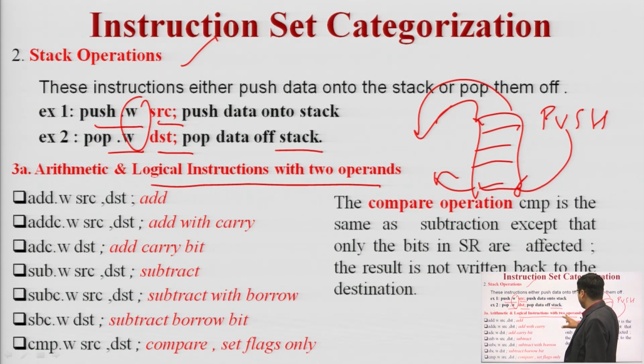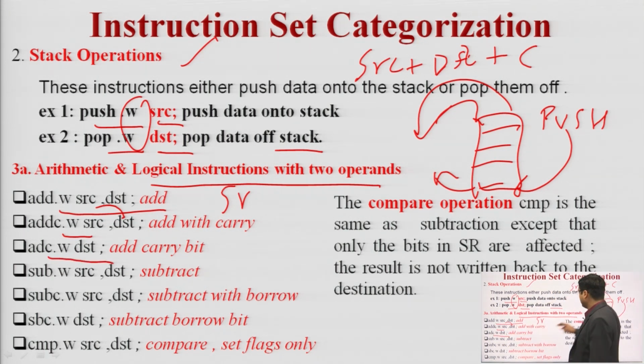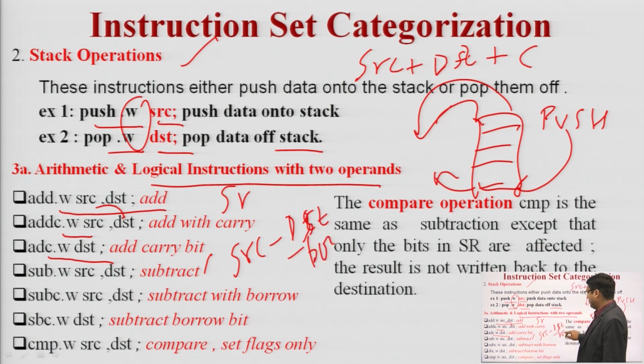Other categories: arithmetic and logical operations are available with 2 operands. ADD.W adds source with the destination. The final result will be source plus destination. Another is ADDC.W, where C means carry. The final result will be source plus destination plus carry, and it will be moved into the destination. Then subtract with carry: after execution of this instruction, the result will be source minus destination. Similarly, subtracting with borrow: source minus destination minus borrow. Borrow will be generated. SUBC.W, subtract with borrow bit.